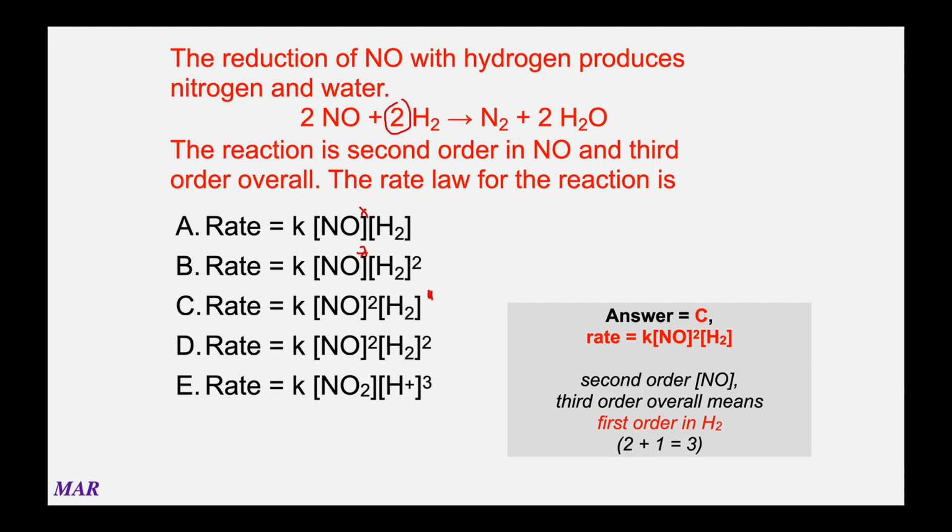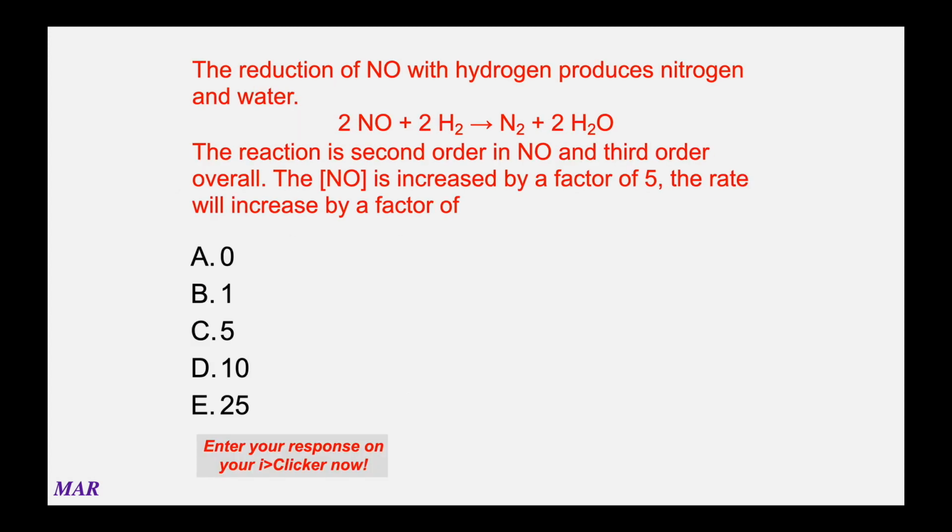So here's the punchline, don't necessarily think that these stoichiometries are going to show up in the orders, all right? Answer C was the correct one here, and that wasn't 2 and 2, it was 2 and 1. So don't assume that stoichiometries are the same as the rate orders. Cool. This is the same reaction as last time.